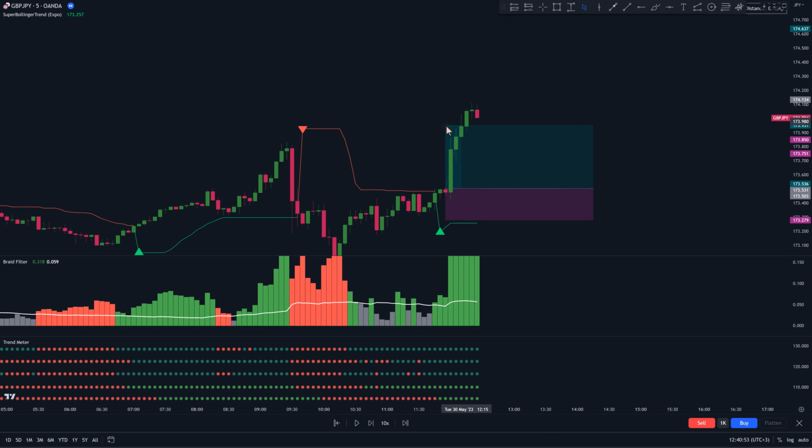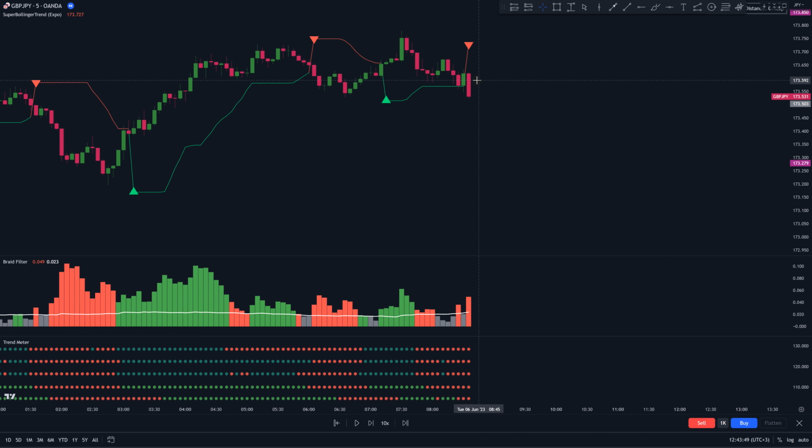For short trades, it's the opposite. So the Super Bollinger Trend should print a sell signal. On that signal candle, we want to have at least 5 red dots on the trend meter to indicate a bearish trend. Lastly, the last bar of the braid filter indicator should be colored red, and it should also be above the white moving average.